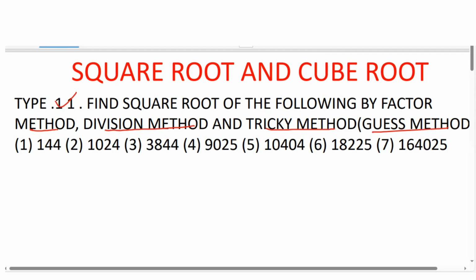If any number is given, we can find the square root of that number by three methods. First is factor method. Second is division method. And third is tricky method or GAYAS method. Every one of the three methods is very important because some questions are solved only by the factor method, some only by the division method, and some you can solve by any method. For that type of question we will use the tricky method or GAYAS method.